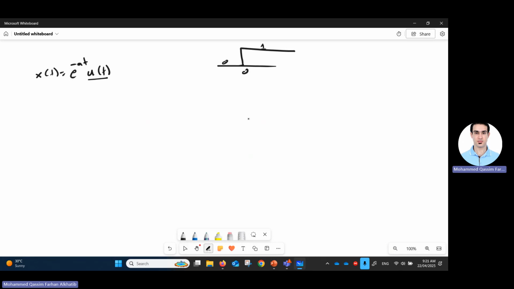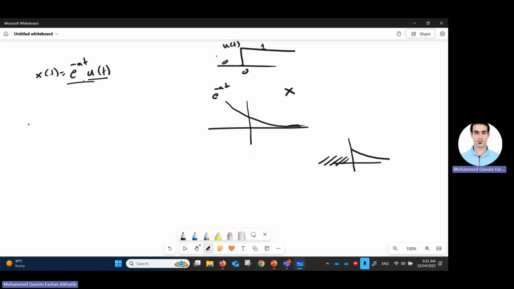And the exponential, e to the power minus at, so let's assume this is the 0. It's something like this. It keeps decaying until it reaches 0 at some point. So e to the power minus at, and this is u of t. So the result of multiplication of these two functions, I will get something like this. Notice the negative part is gone because of the unit step function.